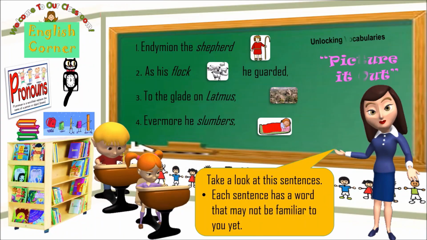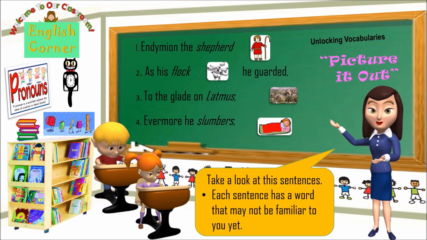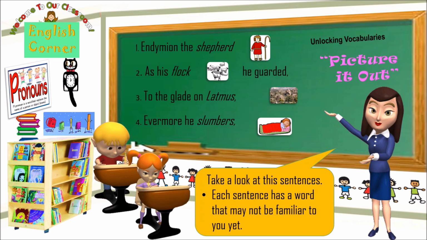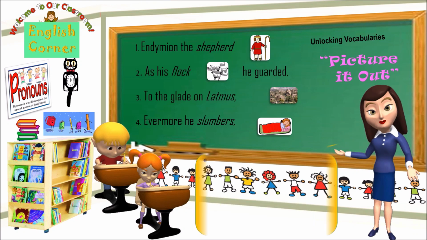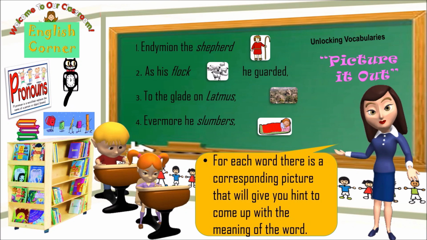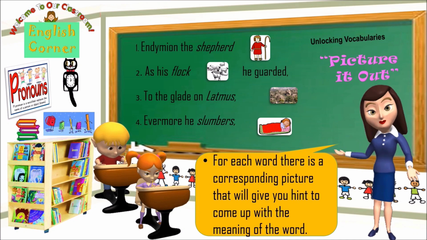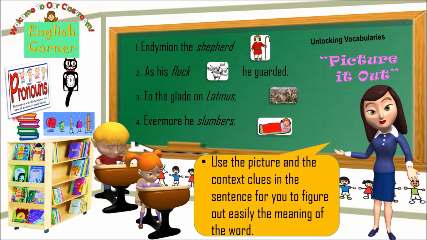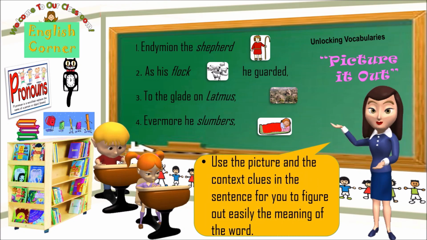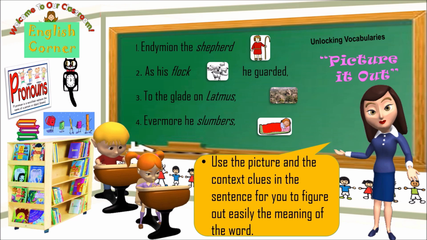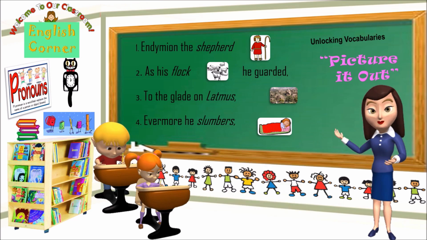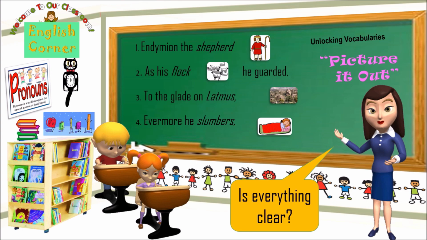I have here sentences. Each sentence has a word that may not be familiar to you. So let us picture it out. For each word, there is a corresponding picture that will give you a hint to come up with the meaning of the word. Use the picture and the context clues in the sentence for you to figure out easily the meaning of the word. Is everything clear?